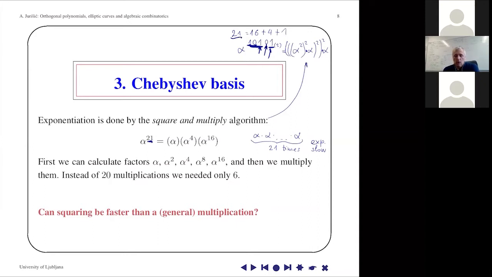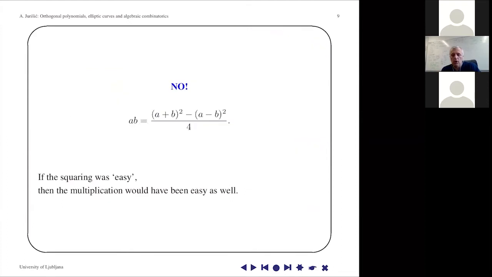Now the question was, can you do squaring faster than general multiplication? Because you see here, for every position you move to the right, you have to square, square, square. And if the squaring is cheaper than multiplication, then you, of course, profit. And the answer is basically no, because you can calculate the product out of 2 squares.